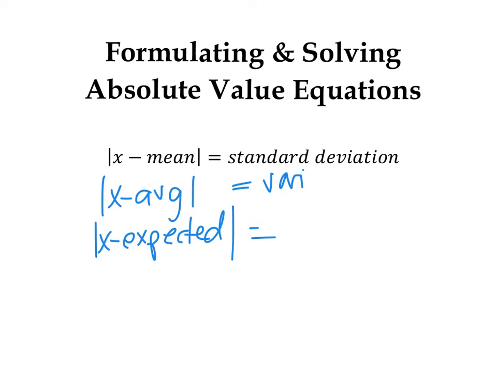sorry for my handwriting, it seems to be off right now. We can talk about tolerance. We can say margin of error, standard deviation. There's a lot of different terms that we can use. But basically, whatever you're looking for and expecting should be on the inside of the absolute value, and the other number should be on the outside. So let's do an example or two.